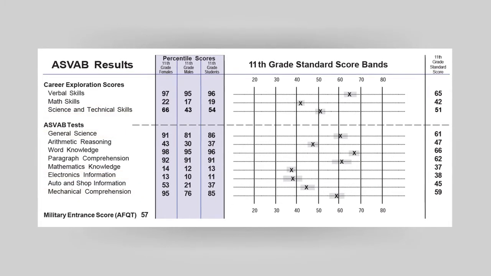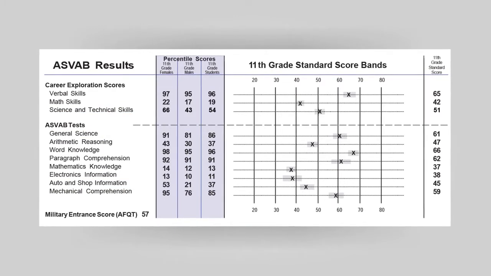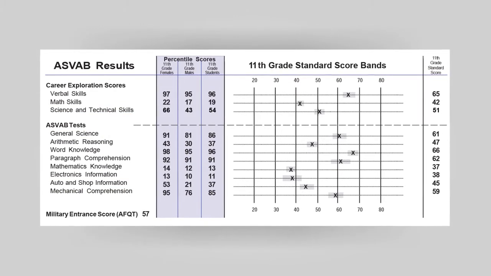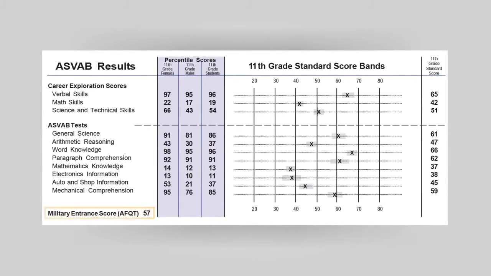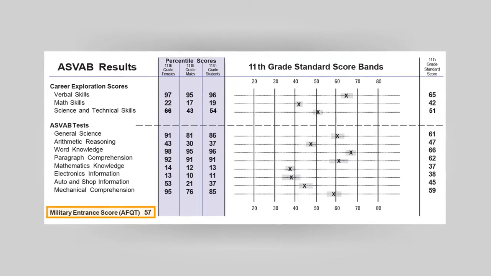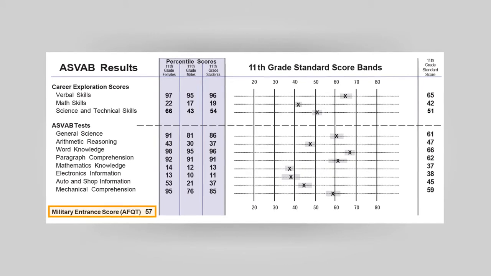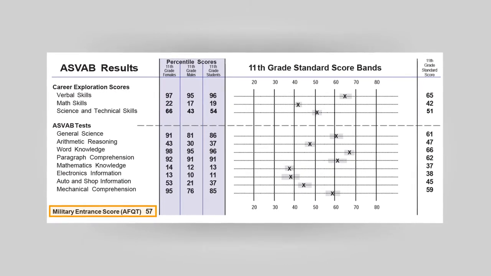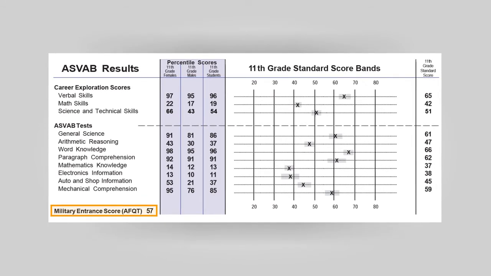If you'd like to improve a certain CEP score, consider which ASVAB subtests make up each score and focus your studies on those topics. The final score on this page is your military entrance score, or AFQT. The AFQT score is what the military will use to determine enlistment eligibility. However, each service and each military job has different requirements, so qualifying AFQT scores can fluctuate. If you're interested in joining the military, it's best to discuss this score with a recruiter.